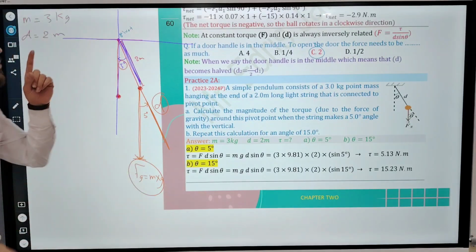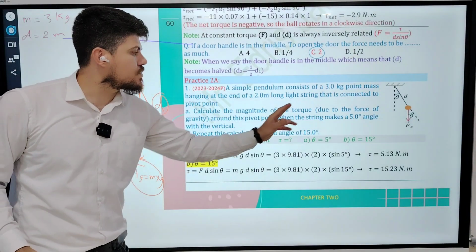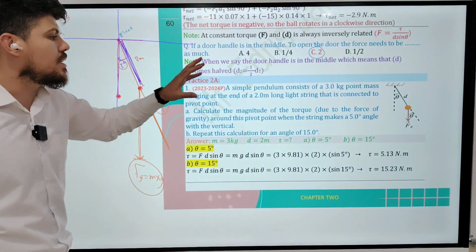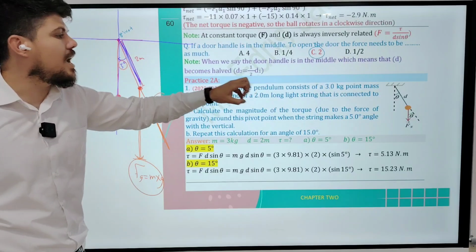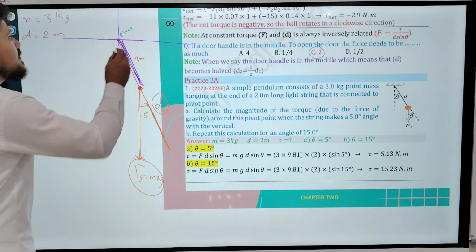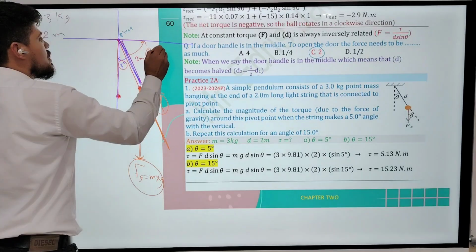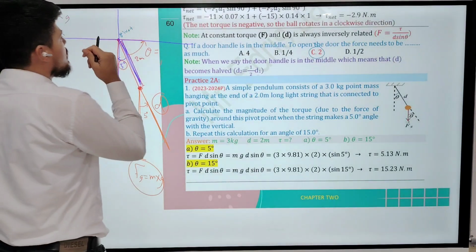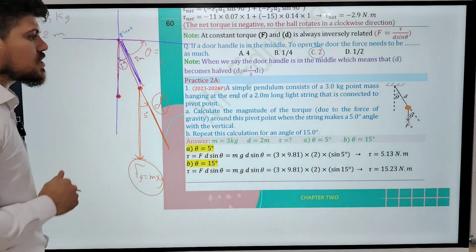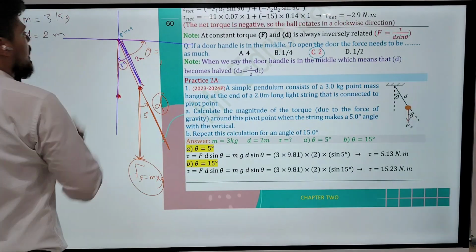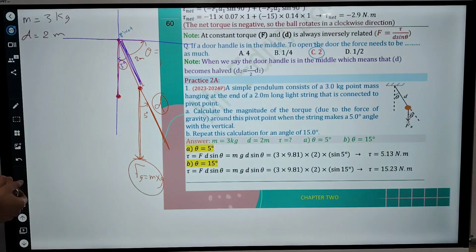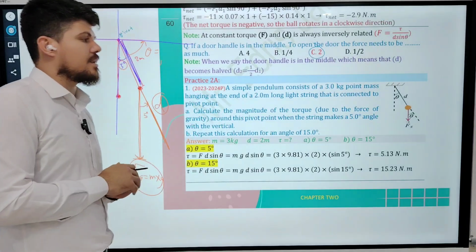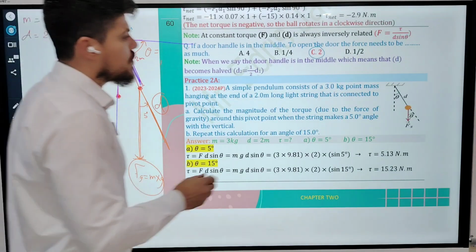Distance and force. But if the question says, calculate the magnitude of the torque due to gravity around this pivot when the string makes, for example, 85-degree with the horizontal, if the angle with the horizontal is given, you have to convert it to the angle with the vertical. Okay? In the case when the angle with the horizontal is given in this question, you have to convert to the angle between the force and the distance. But in that case, don't convert the angle, please. Okay? Why? Because the angle is already between what?